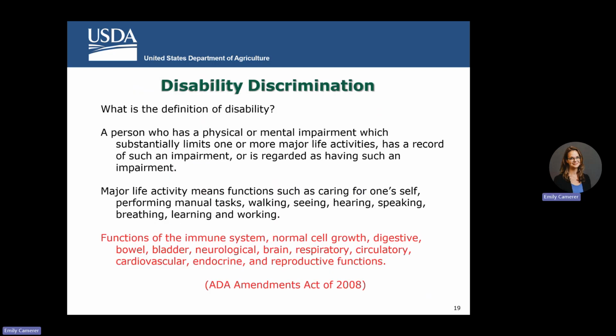So what is a disability? A disability is defined as a physical or mental impairment that substantially limits one or more major life activities, including a record of such an impairment, or is regarded as having such an impairment. Major life activities encompass functions such as self-care, manual tasks, walking, seeing, hearing, speaking, breathing, learning, and working, as well as various bodily functions, including immune system, normal cell growth, digestion, neurological function, and reproductive capabilities. This definition is outlined in the ADA Amendments Act of 2008.